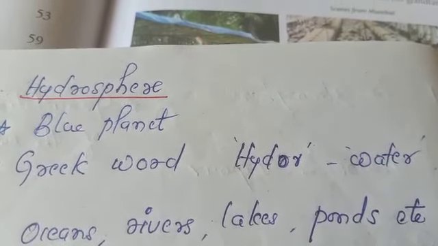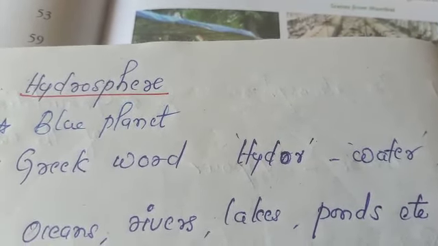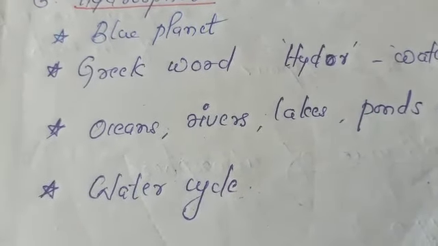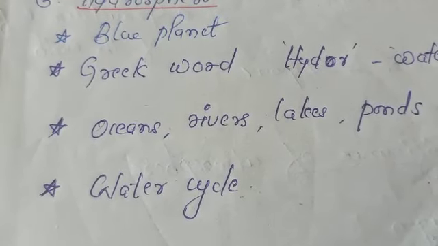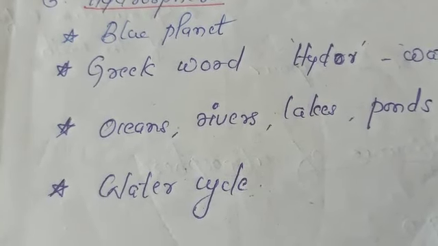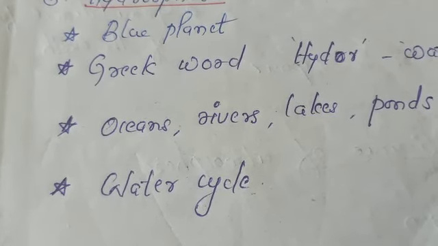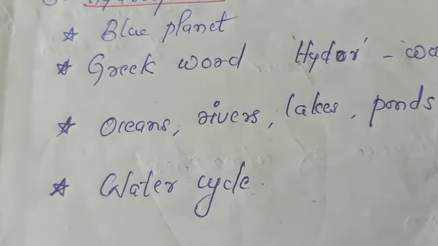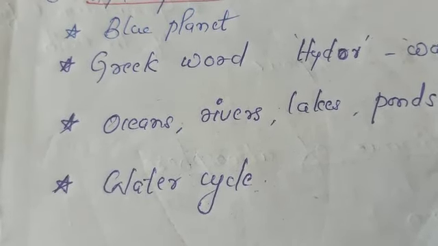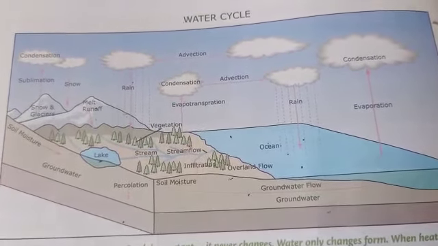Have you ever thought how the quantity of water is balanced on the earth? This is due to the presence of the water cycle. What is water cycle? The change or transformation of water into various forms such as solid, liquid and gas and its circulation between the oceans, continents and atmosphere is called water cycle. Let us discuss the concept of water cycle with the help of a diagram.